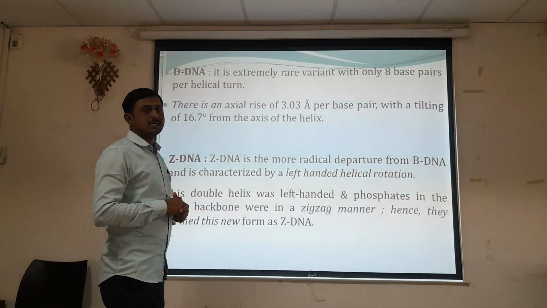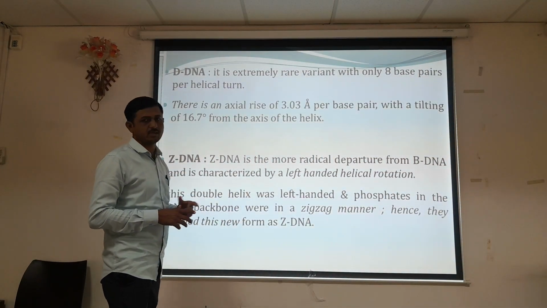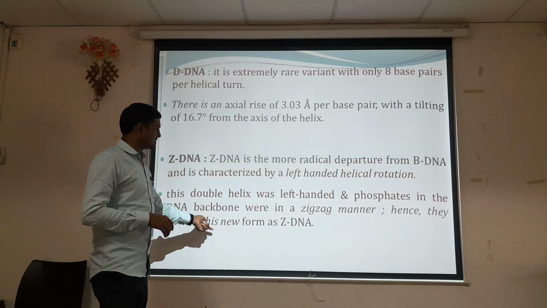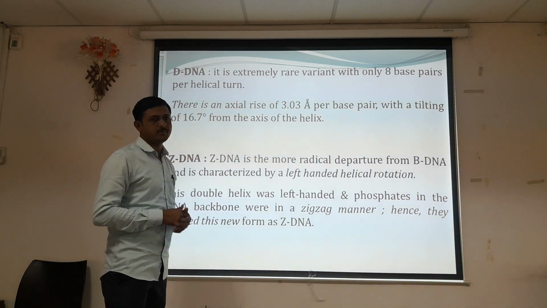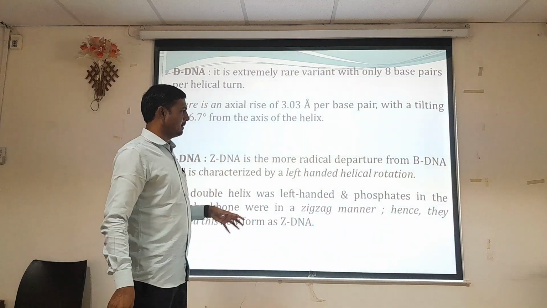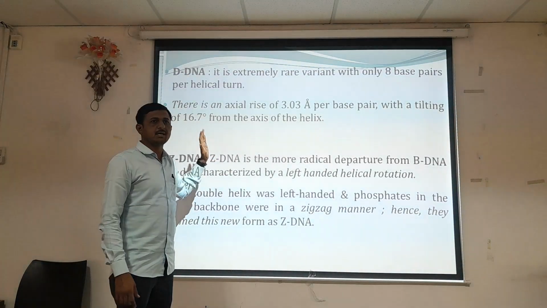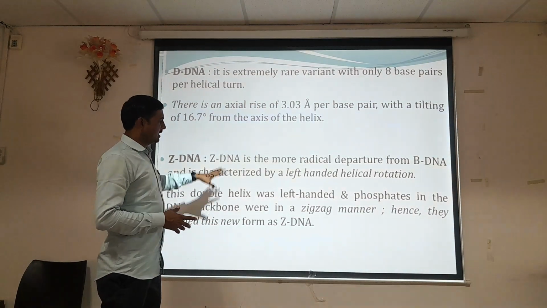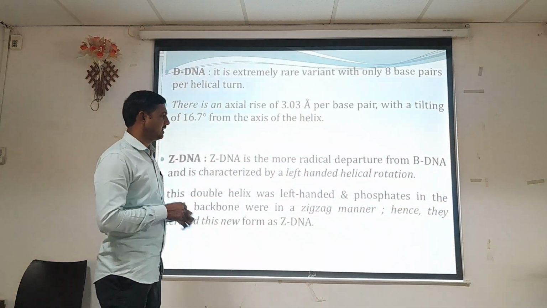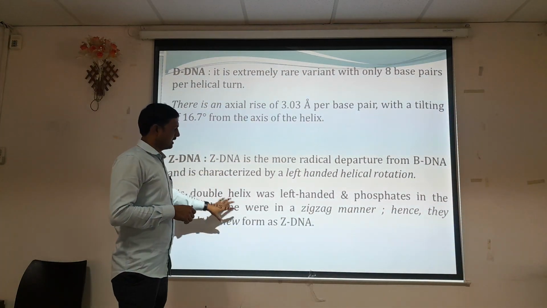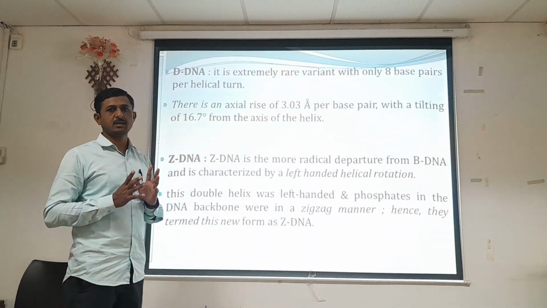This double helix was left-handed, and the phosphates in the DNA backbone were in a zigzag manner. Hence, they termed this new form the Z form of DNA. This Z form of DNA is nothing but a left-handed DNA, and the phosphate groups present in the backbone of that DNA are arranged in a zigzag manner. That's why this structure, formed after the arrangement of the different components of the DNA strand, is called the Z form of DNA, due to the zigzag arrangement of the phosphate groups.